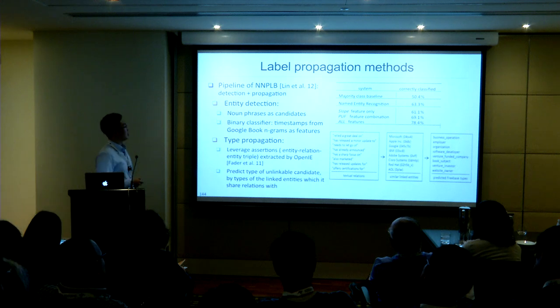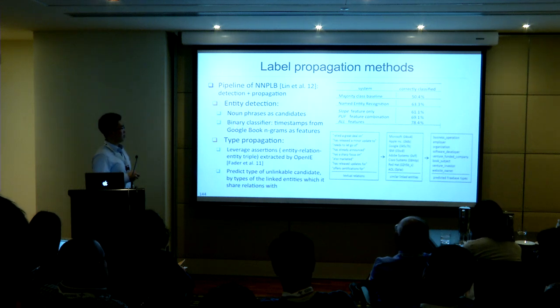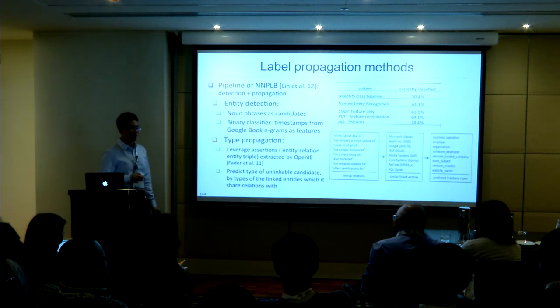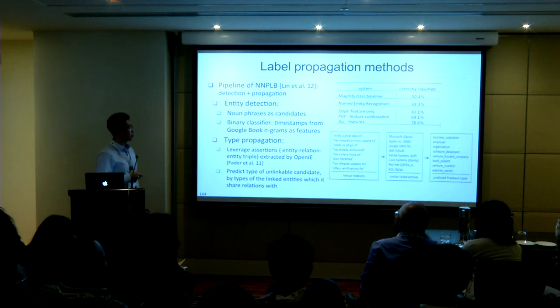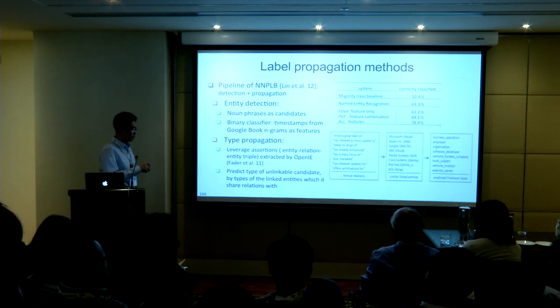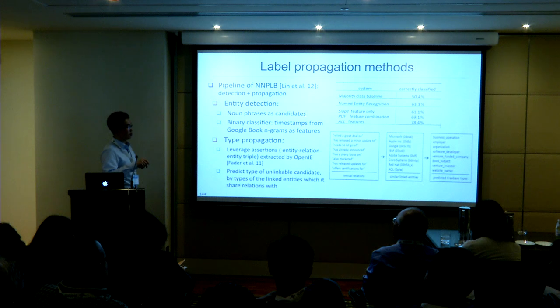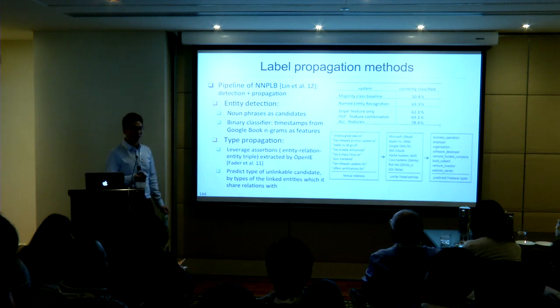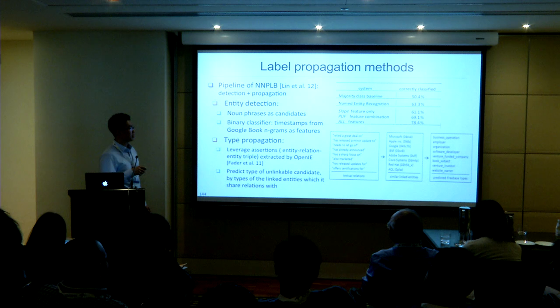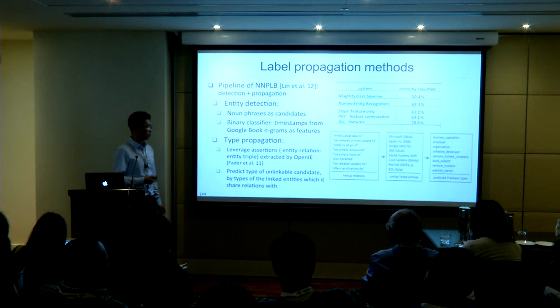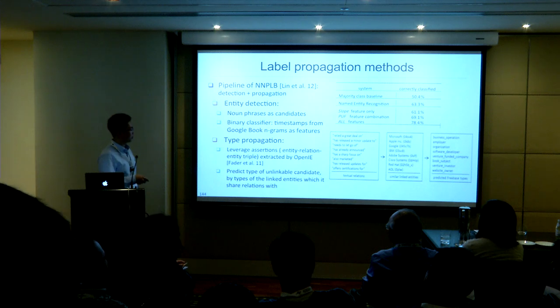In this work, they leverage the noun phrase as the candidate, and they have a very magical binary classifier. They use the Google Books n-gram as the feature, and look at the timestamps of the n-grams. If you see a really good burst of timestamps, where the entity is frequently mentioned in recent years, it's probably a very interesting entity to people. Versus if an entity is no longer frequently mentioned in the recent 10 years, it's not an entity anymore by this classifier.